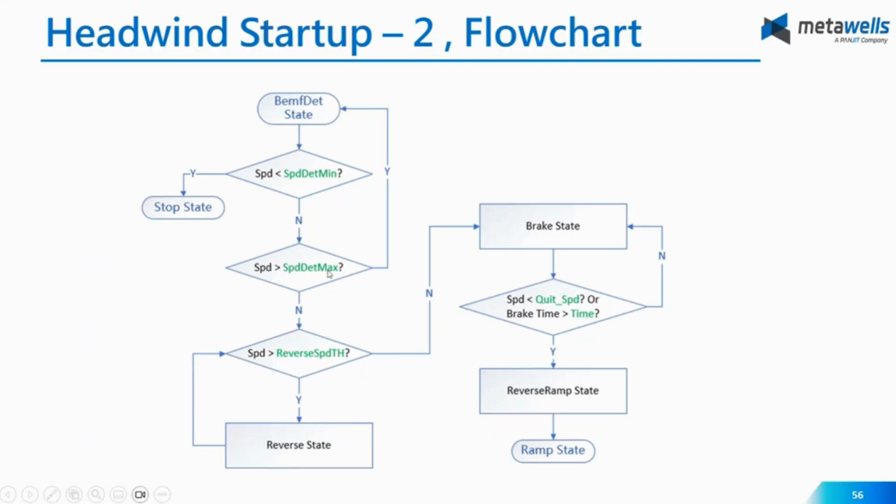Because we consider that an invalid condition, an unreasonable speed, the detection will restart again. Next, we check the speed against the reverse speed threshold.